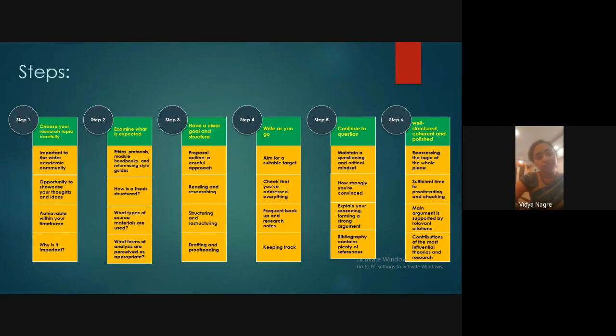How to structure a thesis is also very important. So once I decide I want to study the issues faced by the tribal people and improving their quality of life. Okay.